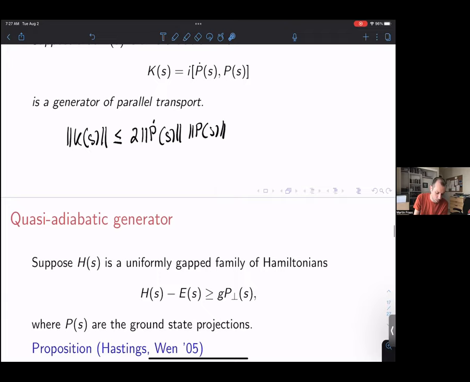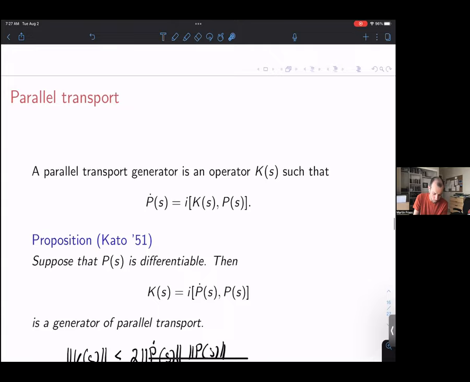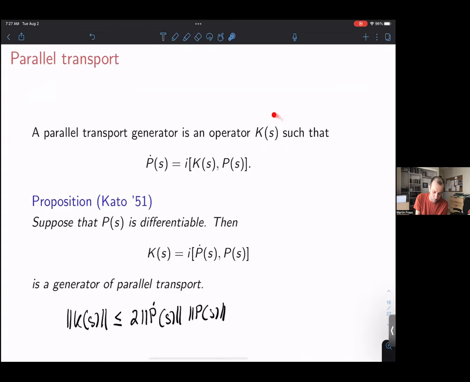And so I want to mention one other generator of parallel transport. Maybe I should go back here and stress that such a generator of parallel transport is not unique. It only prescribes that this family P of S is a solution. So it only tells you how it acts on just one object in the space. So you can imagine that there is lots of non-uniqueness about this generator. And there are many, many of them.